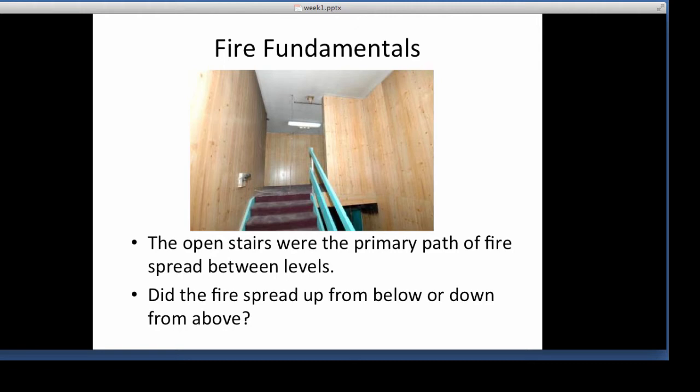So we go back to some of the fire fundamentals, which you're going to be learning about over the course of this class. And in this case, we know that the open stairs would have been a really nice path for that fire to travel. So the question becomes, did that fire spread up from below, so from level B to level C, or could it have spread down from above, going from level C to level B?